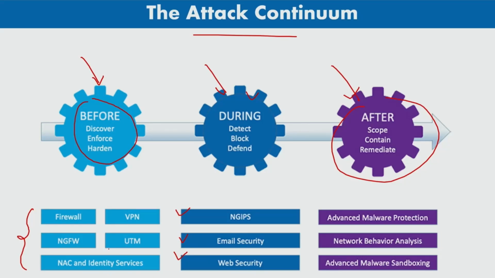So here, advanced malware protection. You can also use SIEM, or security information and event management, and network behavior analysis after an attack to quickly and effectively scope, contain, and remediate an attack to minimize the damage. Organizations can also use solutions like advanced malware sandboxing.